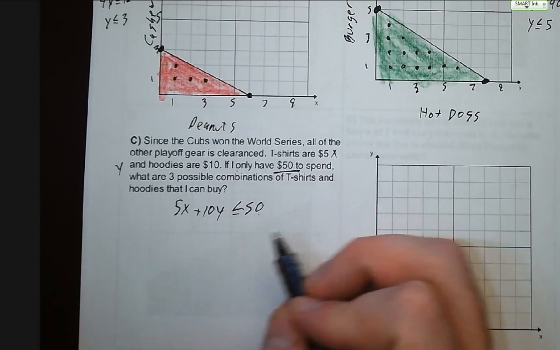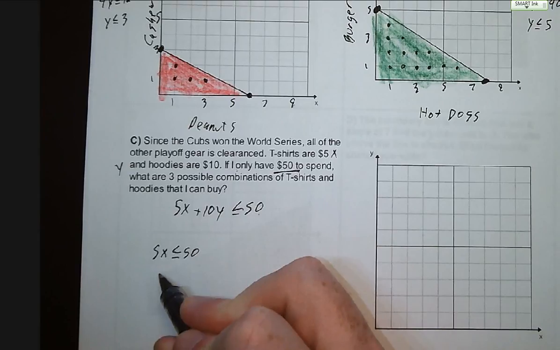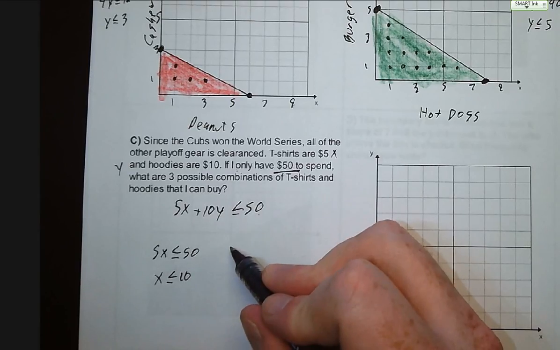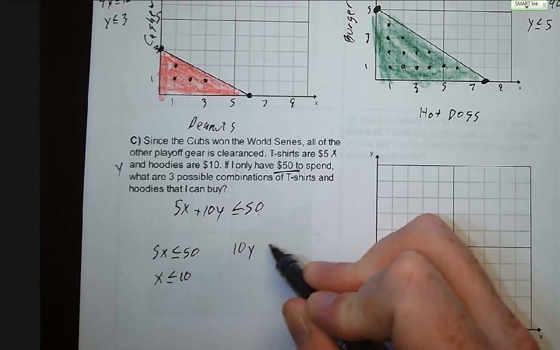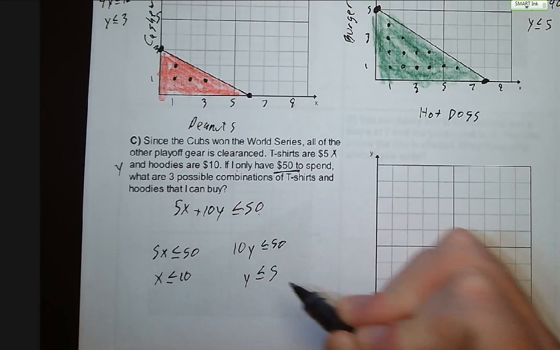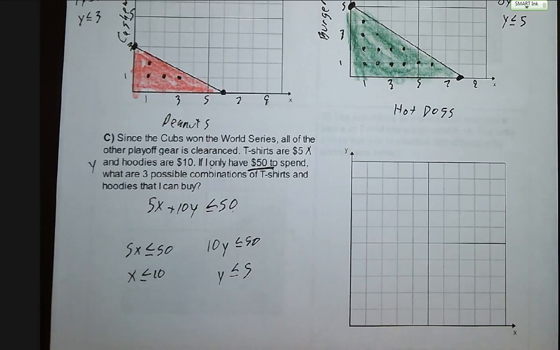So again, let's find our intercepts. 5x is less than or equal to 50, so x is less than or equal to 10. So 10 t-shirts, or 10y is less than or equal to 50, so then y is less than or equal to 5. So I could do 10 t-shirts or 5 hoodies. I mean, $10 for a hoodie, that'd be a sweet deal.